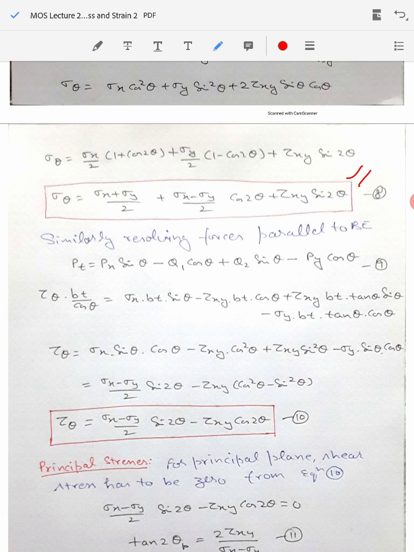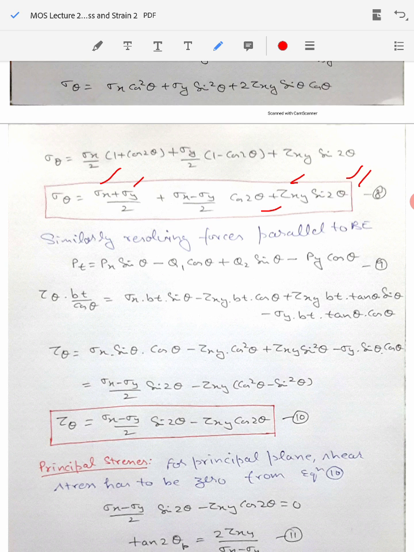So this equation 8 is giving us the relationship between the normal stress on the inclined plane, which is at angle theta, and the applied stresses sigma x, sigma y and tau xy. So if you know the values of the applied stresses, sigma x, sigma y, tau xy, you can find the value of the stress acting normal to any inclined plane which is inclined at an angle theta. Okay, so this is what this expression is about.